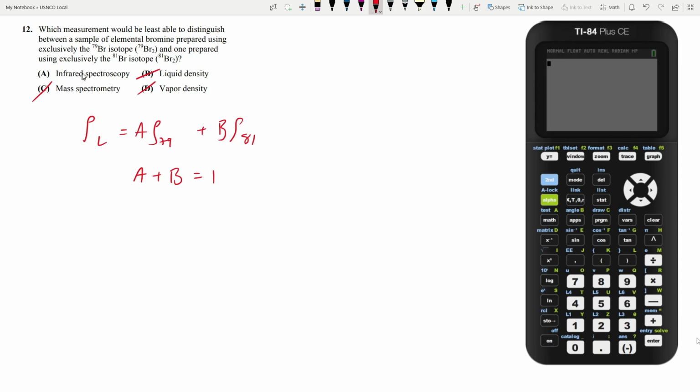What's left is infrared spectroscopy. Now, infrared spectroscopy is used for determining what bonds or functional groups may be in a compound. It's very common in organic chemistry. And this will tell you the bonds, but it won't tell you the isotopes since these are going to be bonded the same way regardless.